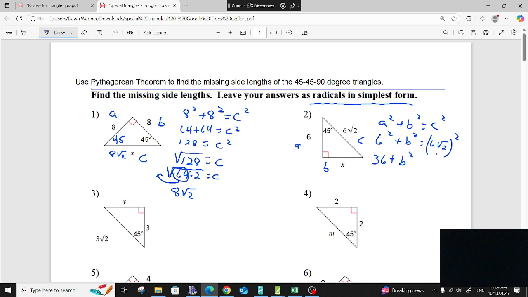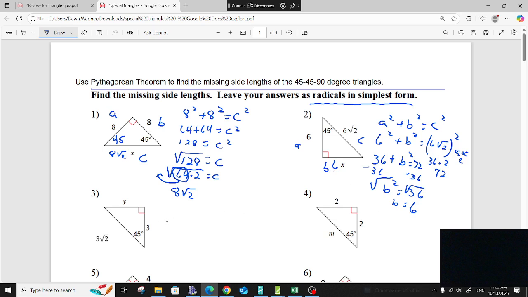Now, does everybody know how to square when you have a whole number and a radical? Yes. You would take 6 times 6, which is 36, times square root 2 times square root 2, which is just 2, so multiply that by 2. So this would equal 72. And so when I subtract 36 on both sides, I get b squared is equal to 36. And what's the square root of 36? 6. Is anybody noticing a little bit of a pattern?